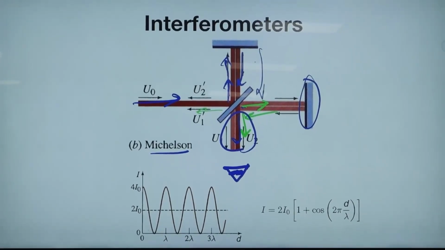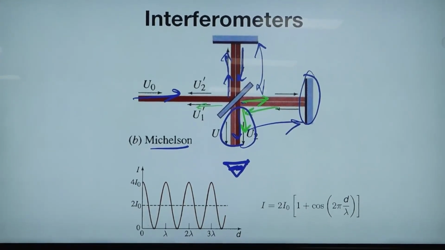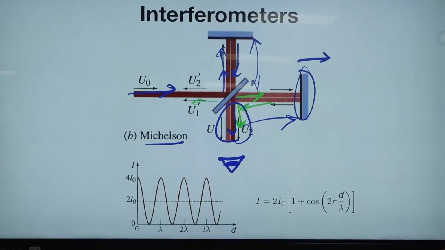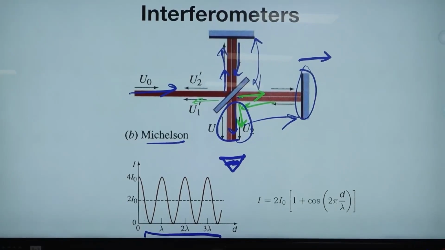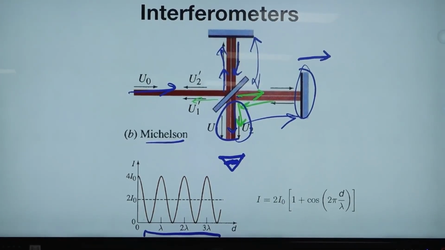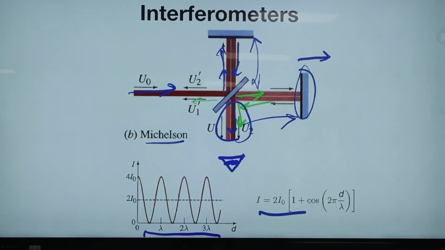If you put a detector here and make a measurement, there is a certain distance here, there is a certain distance here. If you move the mirror left and right, then you can measure this intensity pattern on the detector as a function of that movement. And so this is the equation. So this is called Michelson interferometry.